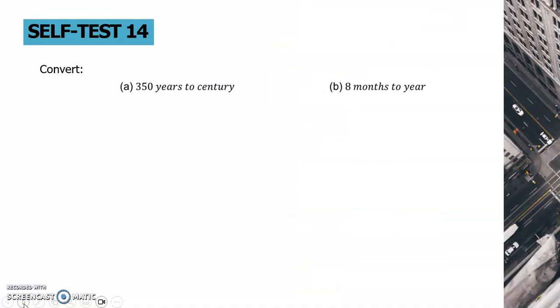Okay, so I'm going to show you self-test 14. It says that 350 years, you have to convert to centuries. So again, we're going to do a cross product as usual. 350 years to x century because you don't know. From the formula sheet, 100 years is equivalent to 1 century. So cross product, what you're going to get is x times 100, which is 100x, equivalent to 350. So x equals 350 divided by 100. So you're going to get 3.5 centuries.